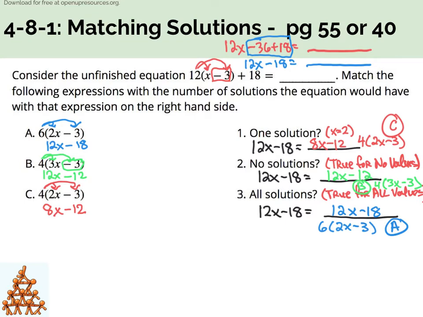Hopefully this makes sense. If you need to, go ahead and pause it and go back through again. But remember, if it's all solutions, the variables are exactly the same, and the numbers are exactly the same on both sides. True for no values or no solution, the variables are the same on both sides, but the numbers are different. And then true for one solution, notice how the variables are different on both sides, and then the numbers can be anything, but make sure that we understand that the variables on both sides of the equation need to be different, so then we can go ahead and solve for x.